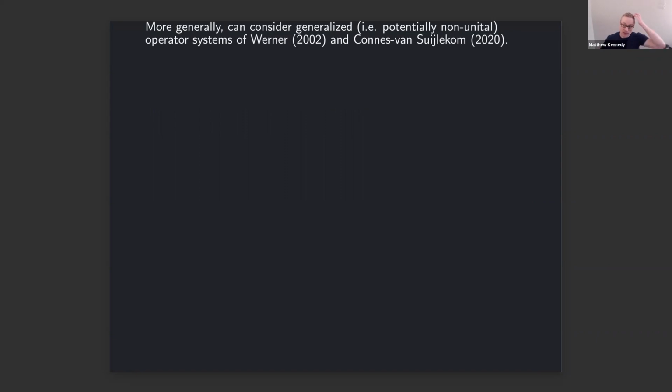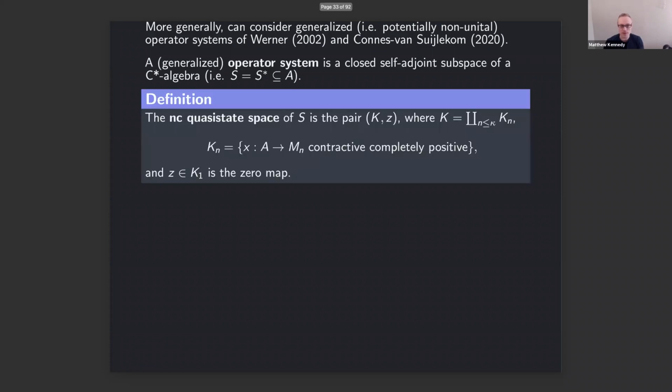It's also interesting to consider the non-unital setting. This is something that was done originally by Werner in 2002, and then more recently by Kahn and Van Swielekom in 2020. And this actually caught my eye, as well as the eye of a couple of my PhD students, because we realized that nobody had really worked out the non-unital case of this dual equivalence that I just mentioned. And this is something we recently decided to do and turned out to be quite interesting.